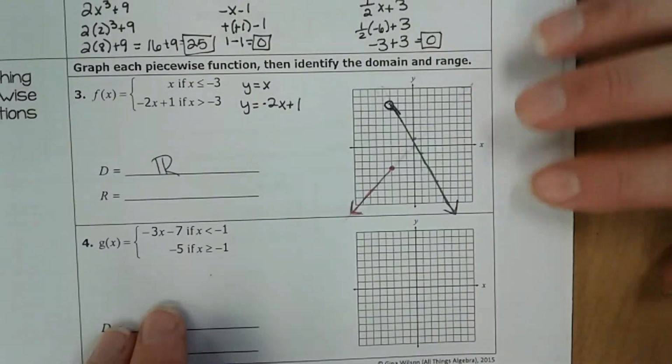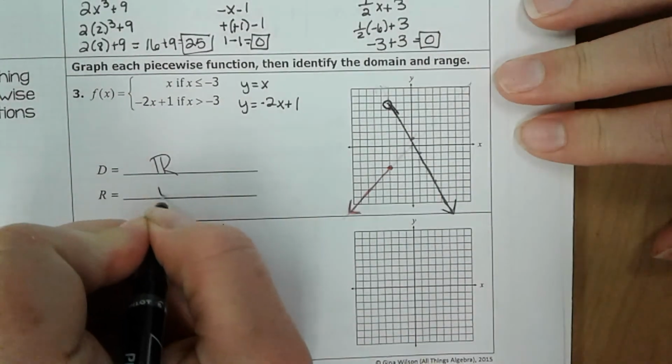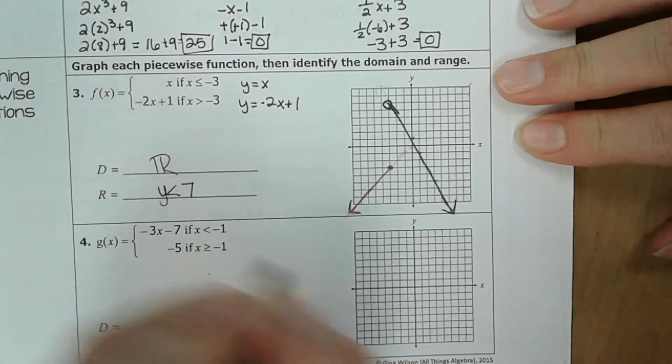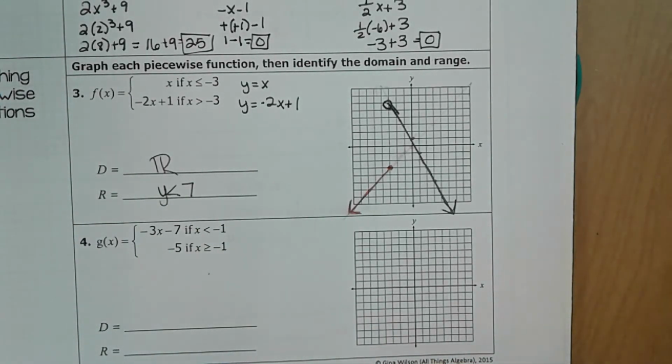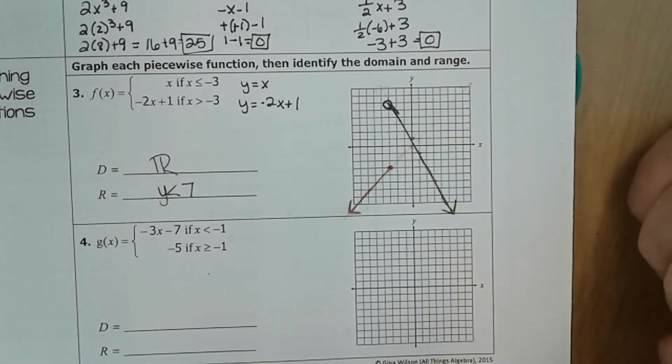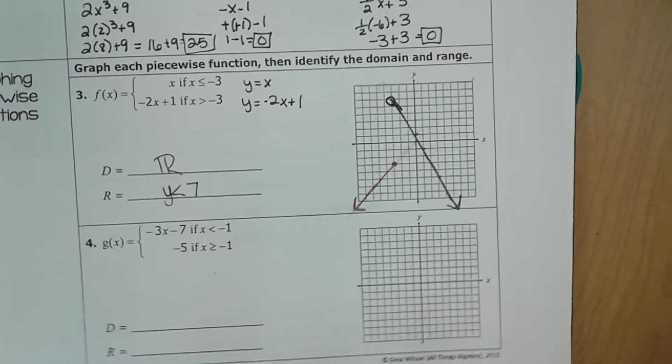So for this one, our range is all numbers that are less than 7. So y is less than 7, because that's where all of my y values lie.